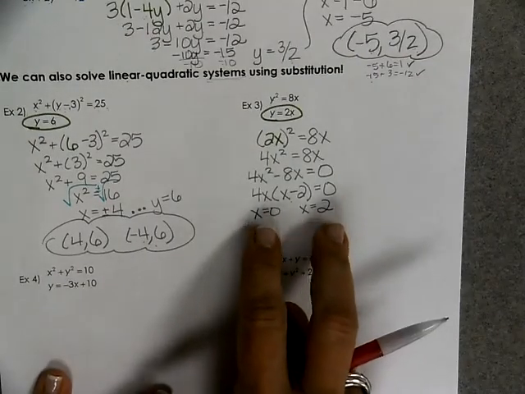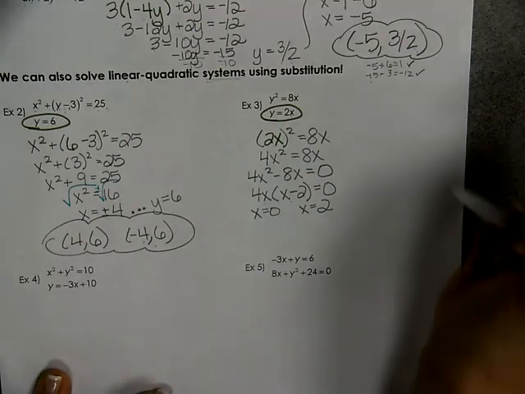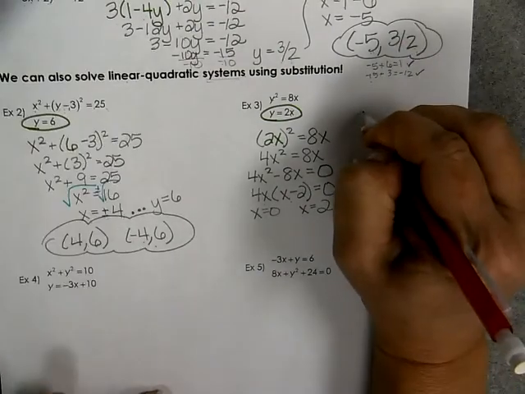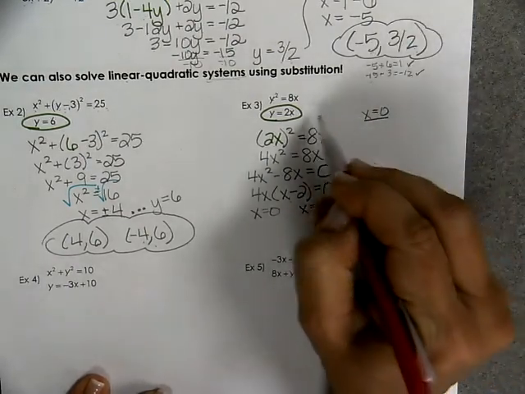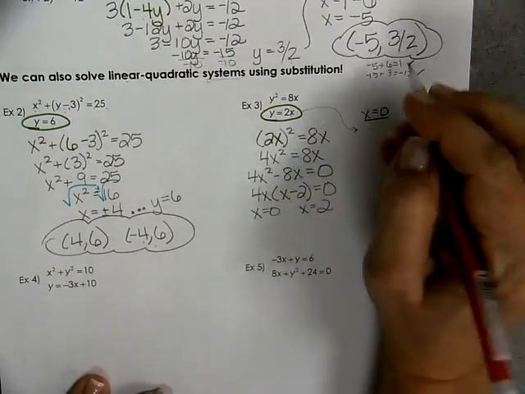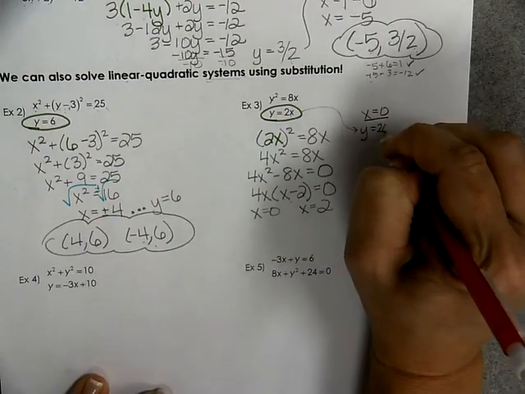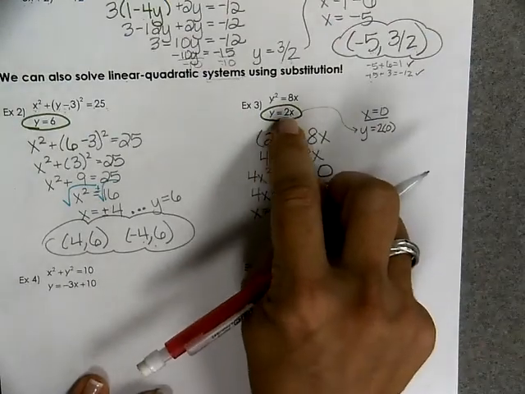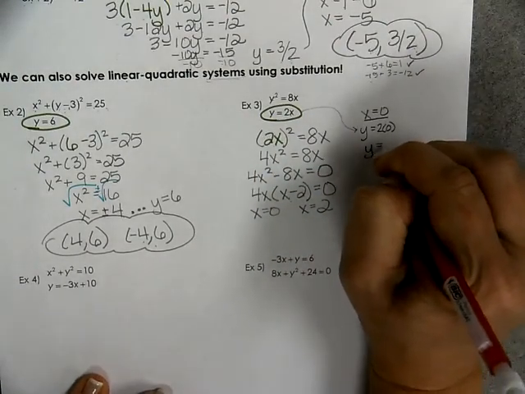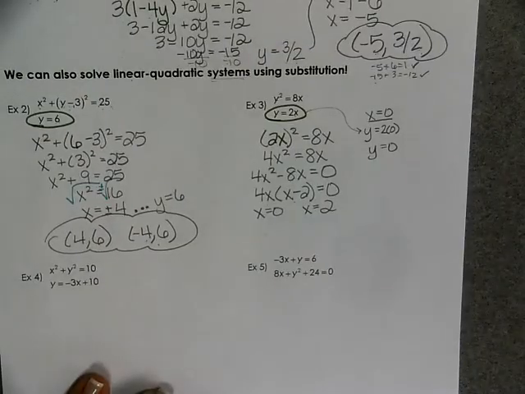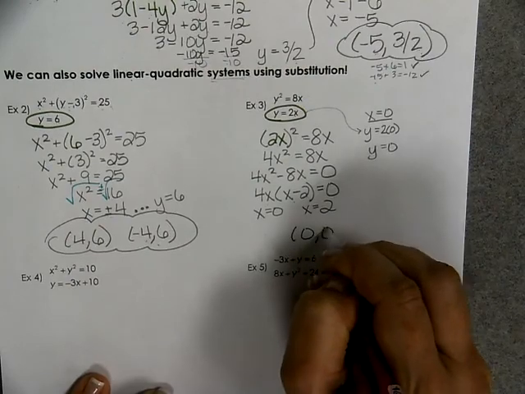Well, remember, these are only x coordinates, so we have to find the y coordinates. So I'll do that over here. Let's find the y coordinate when x equals 0. Well, when x equals 0, I need to put that in to find y. So to find y, I'm going to have to multiply 2 times x, in this case 2 times 0. And I find that y equals 0. So that means that one of my solutions is 0, 0.